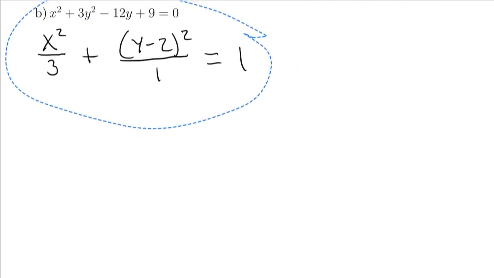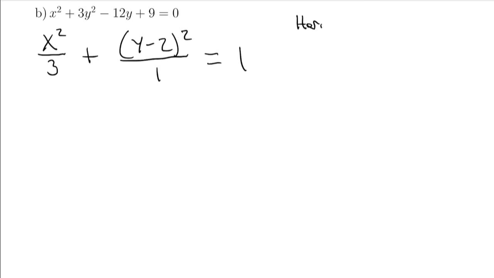We've rewritten the equation in the form we want it to be in, and now we can identify whether our major axis is vertical or horizontal and start getting information. In this case, the bigger denominator is in the x term, so we're going to have a horizontal major axis. That also means that a squared is 3, so a is the square root of 3. And I'll make a little bit of room here because I'm also going to write b is the square root of 1, which is just 1.